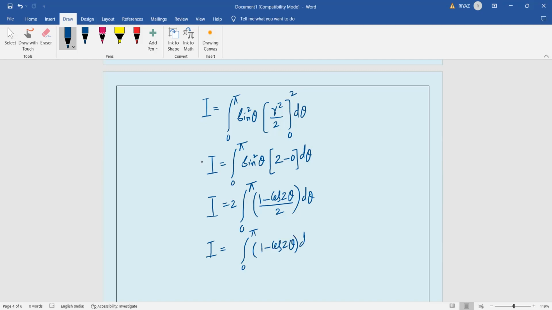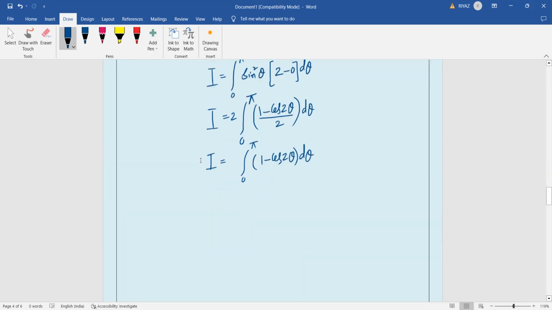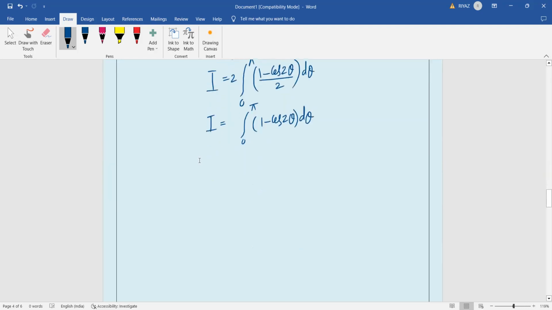Now integration of 1 d theta is theta, minus integral of cos 2 theta is sine 2 theta by 2. Correct now?